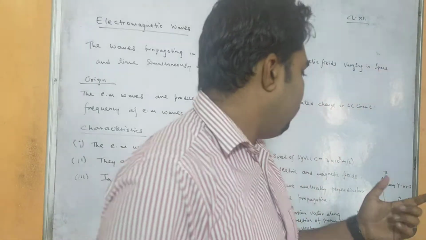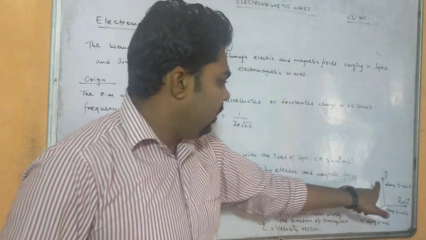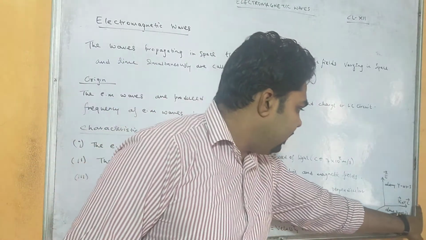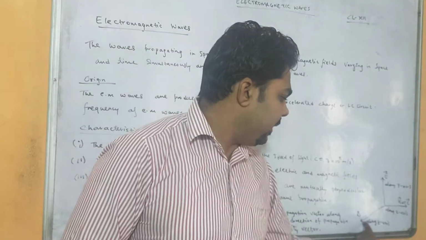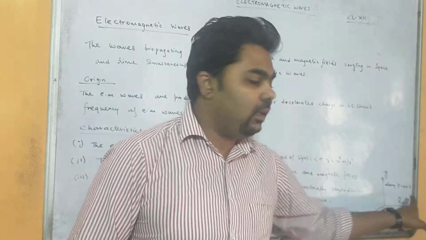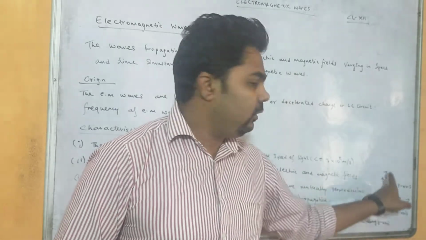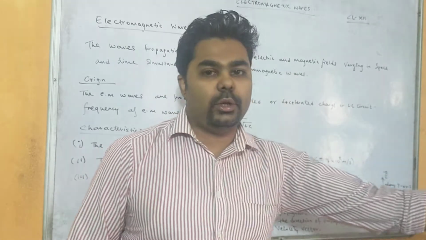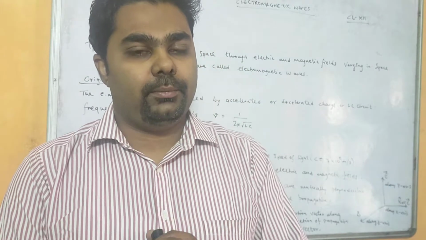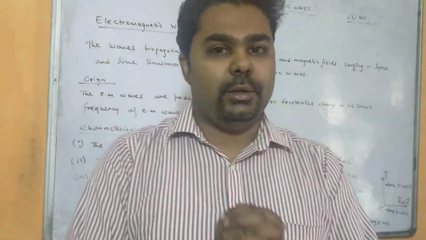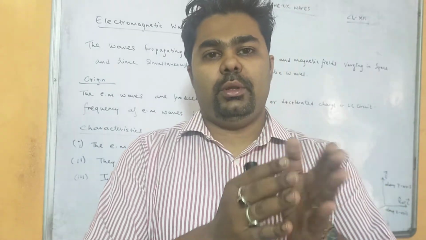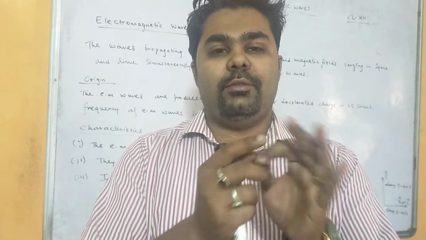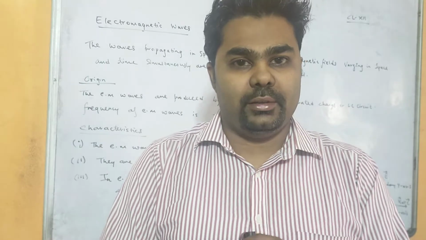So you see I have made one graph here. You see E, B and C. What is E? Electric field. What is B here? Magnetic field. And they are perpendicular, that means 90 degrees to each other, and they are moving perpendicular to the direction of propagation. So these are electromagnetic waves. That means they travel in space in which the electric field and magnetic field vary in time simultaneously.